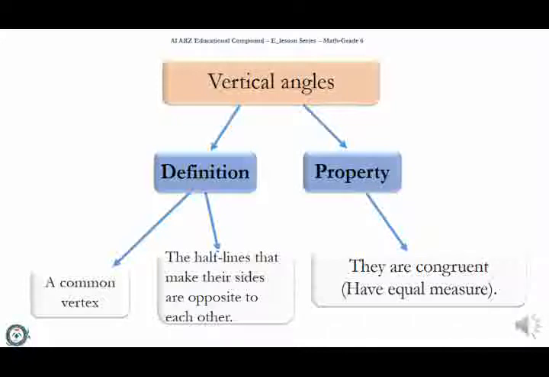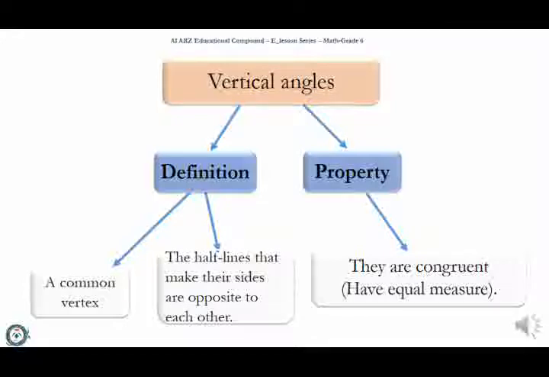So let's repeat. Vertical angles, we have the definition and the property. For the definition, we have two points. First, they should have a common vertex. Second, the half lines that make their sides are opposite to each other. Remember that adjacent angles can never be vertical angles, and vice versa. Vertical angles can never be adjacent.